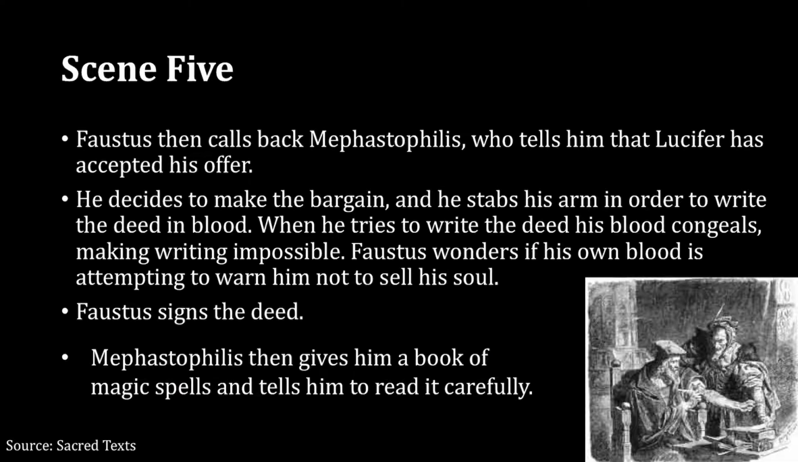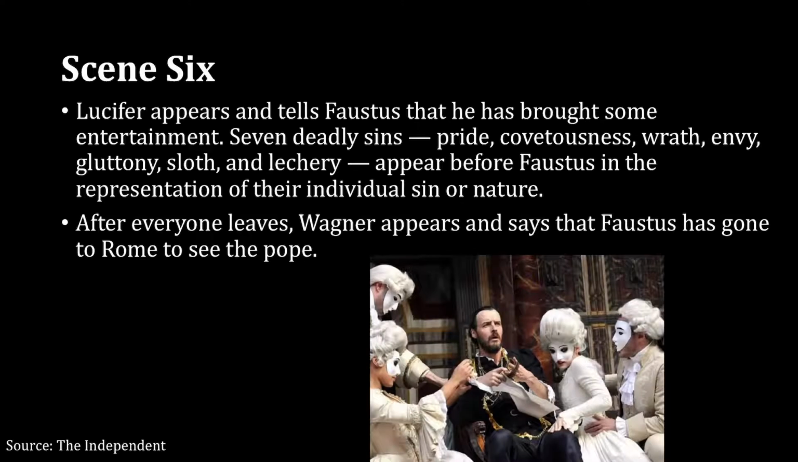Faustus then calls back Mephistopheles, who tells him that Lucifer has accepted his offer. He decides to make the bargain, and he stabs his arm in order to write the deed in blood. And when he tries to write this, his blood congeals, making writing impossible. Faustus wonders if his own blood is attempting to warn him not to sell his soul. However, in spite of this, he still signs the deed, and Mephistopheles then gives him a book of magic spells and tells him to read it carefully.